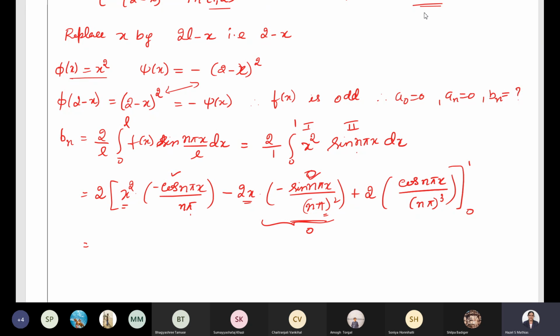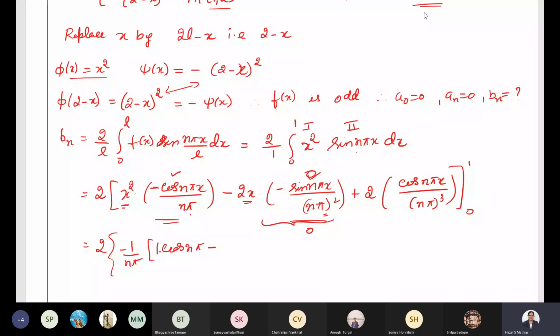Next, check the first term. Here minus 1 by n pi you can take outside. You can write it as minus 1 by n pi. Put the limits only for x square and cos n pi x. First the upper limit is 1, so it will be 1 square, 1 into cos n pi. Then, now put the lower limit, minus.